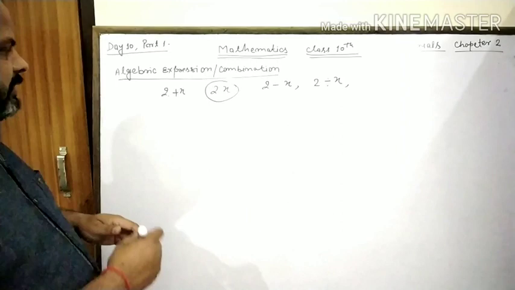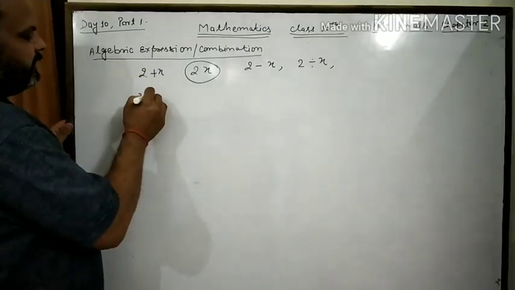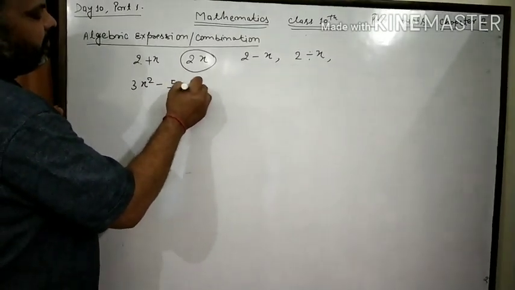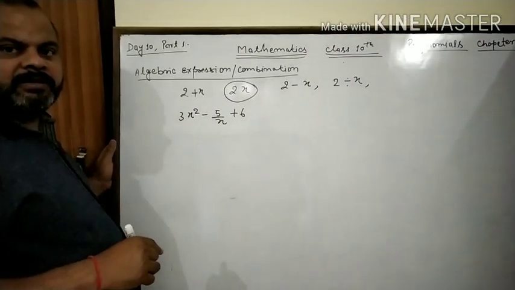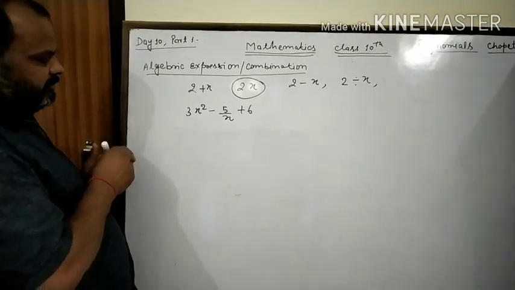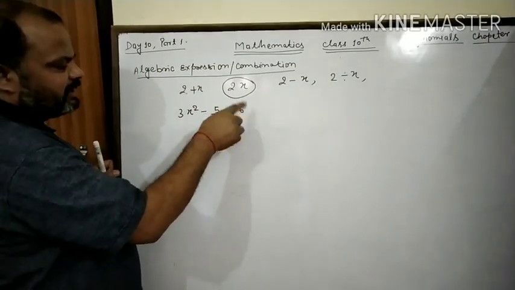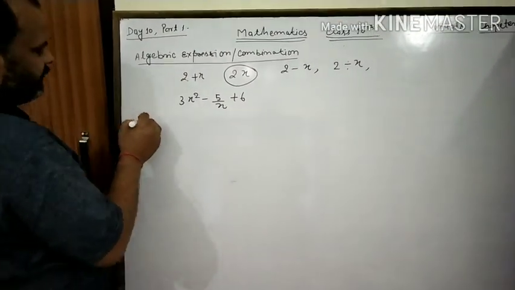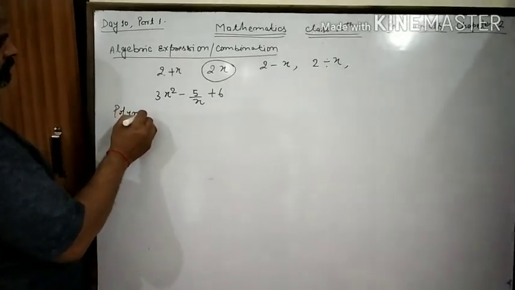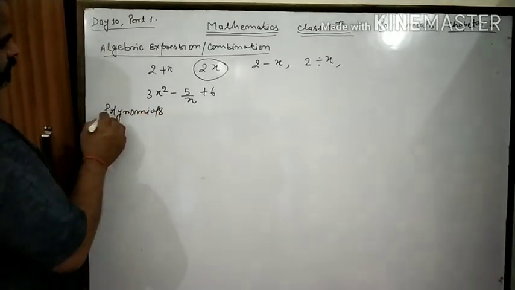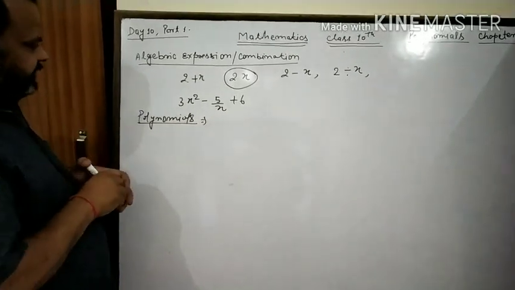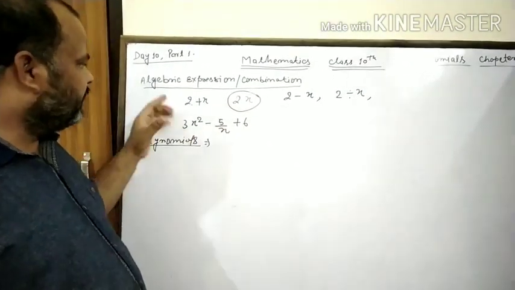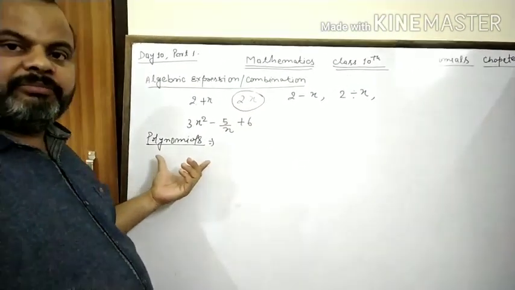Is that clear? Then here 3x square minus 5 upon x plus 6 is an algebraic expression or combination, because here numbers and letters are combined together, so we get an algebraic expression. Then after that, polynomial. See, each algebraic expression is not a polynomial. Clear? Each algebraic expression is not a polynomial.